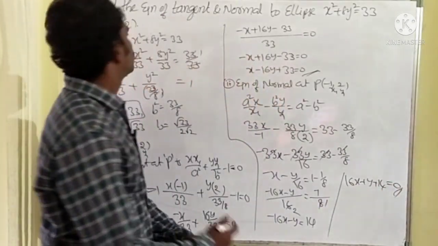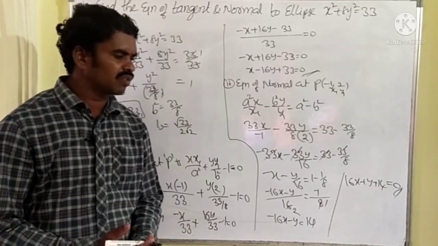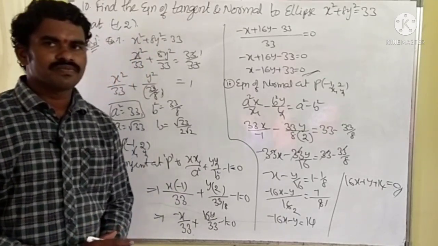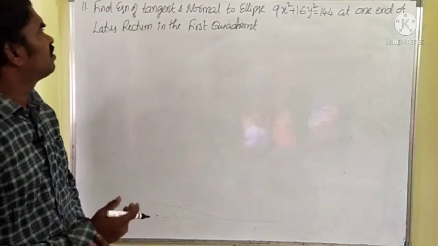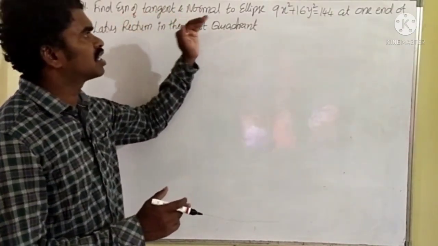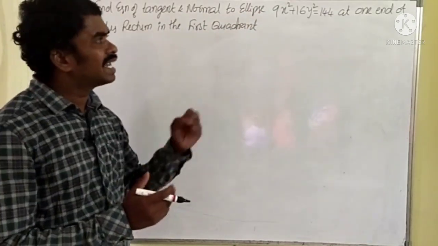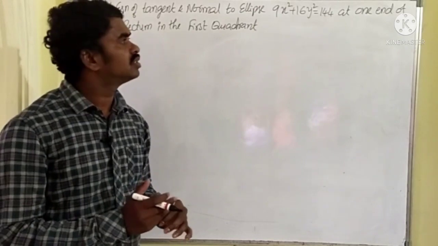That's it. So these are the 10 four-mark questions, and again we have another, I think 5 or 6 are there. Same type of question like the 10th question. Here also it is asking what is the tangent and what is the normal to the given ellipse. But the point, where is the point? Indirectly the point is also given. So where is the point?